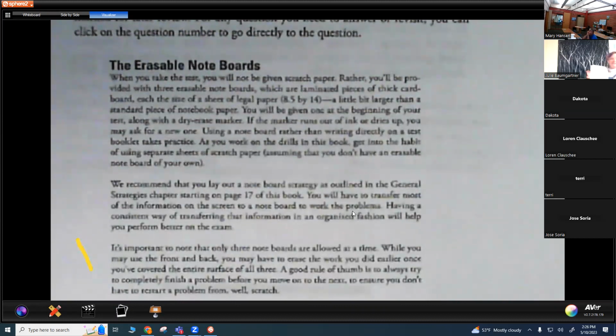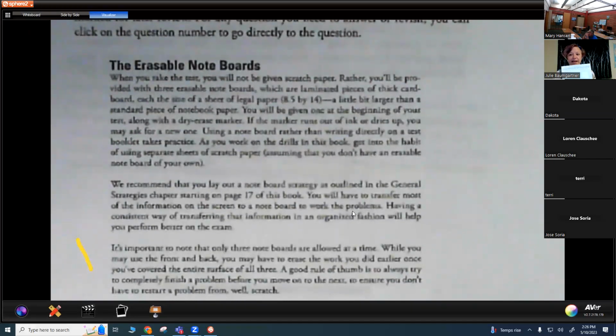But if you do the in-person test, you'll be given one of these. Well, this is just a sample, but you'll get 3 of these and a dry erase marker. Hopefully they give you an eraser too. I'll have to check. So this is how you will work through your problems by hand if you need to, or take notes or write things out.